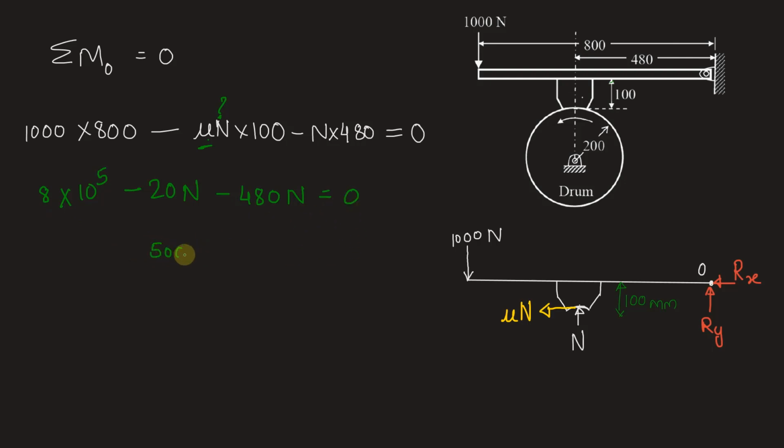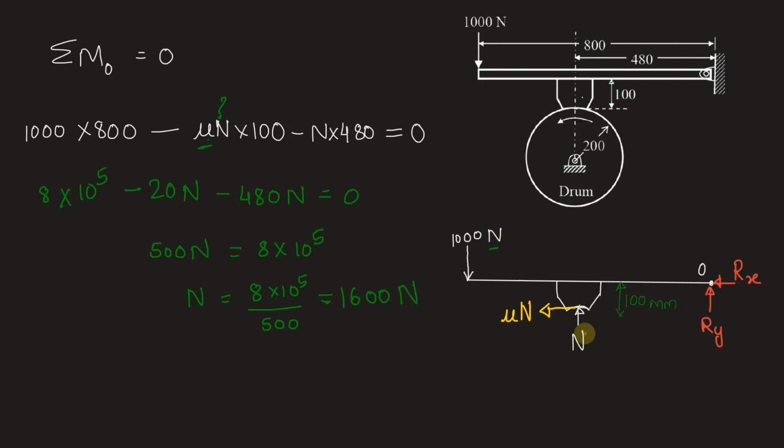So we can write 500N is equal to 8 into 10 to the power 5. Let's find out N from here. N will be equal to 8 into 10 to the power 5 divided by 500. We get this as 8000 by 5, which is 1600. And the unit that we get for N will be Newton because all other terms are also in Newton. So we get N in Newton.